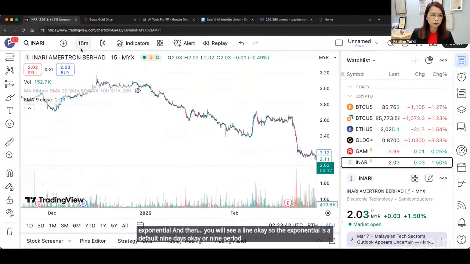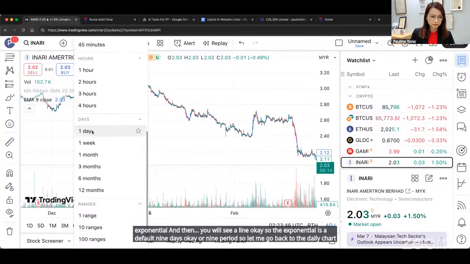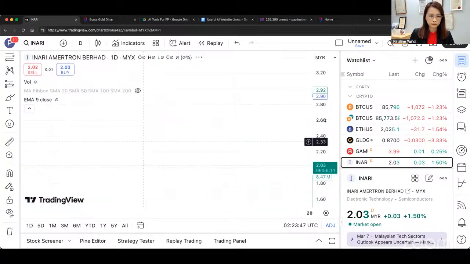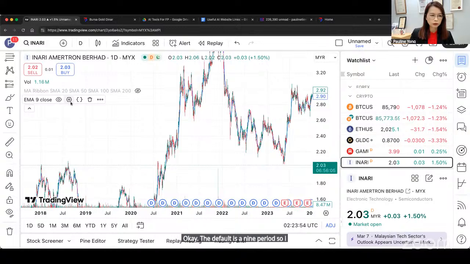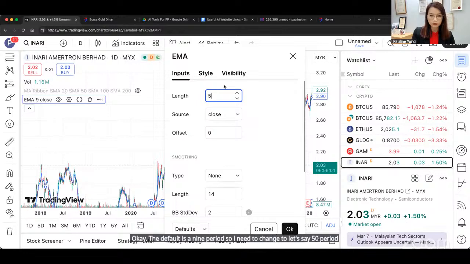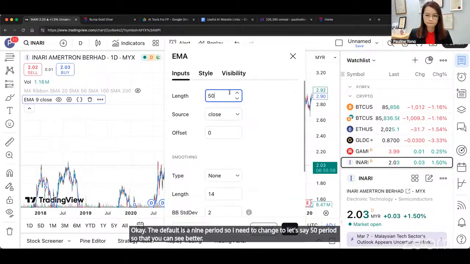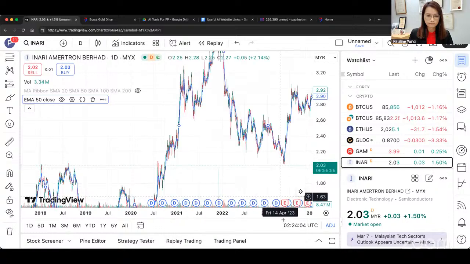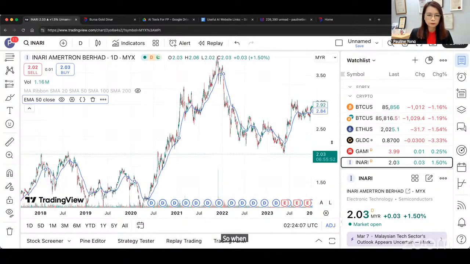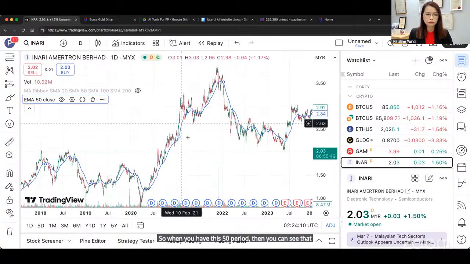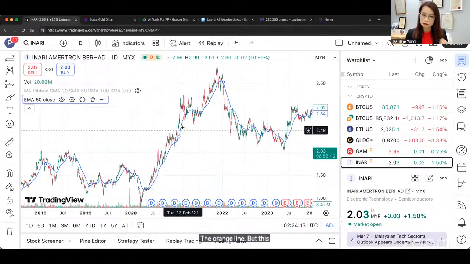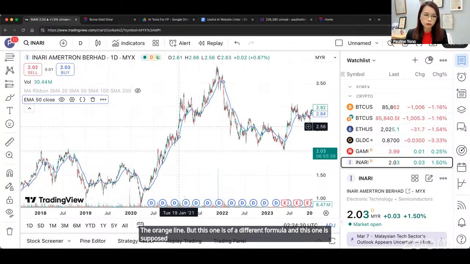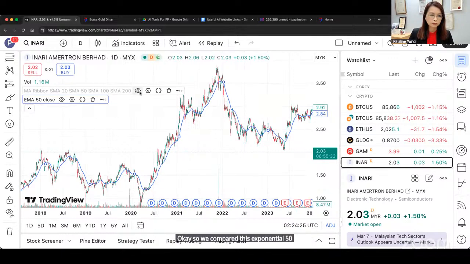So let me go back to the daily chart. The default is a 9 period, so I need to change to, let's say, 50 period so that you can see better. When you have this 50 period, you can see that it is a line that is very similar to the line that we saw just now, the orange line. But this one is of a different formula, and supposedly it is closer to the current price. So we compare this exponential 50 to the simple 50.